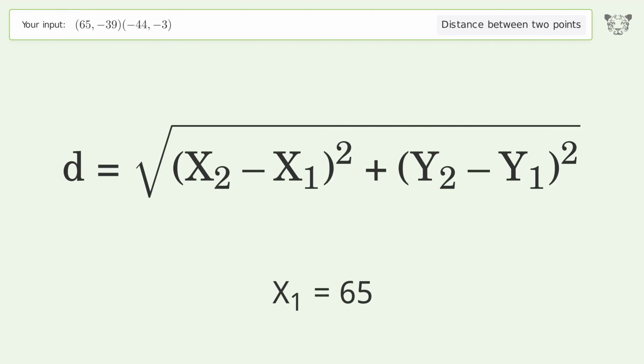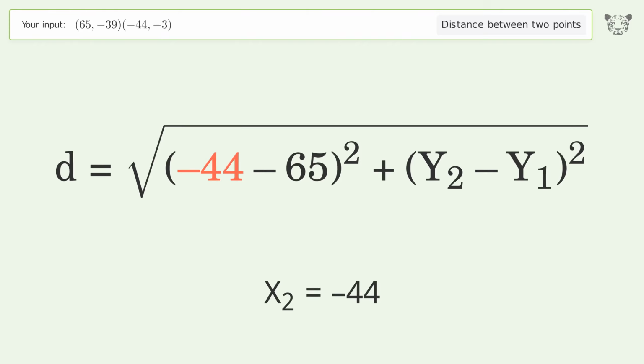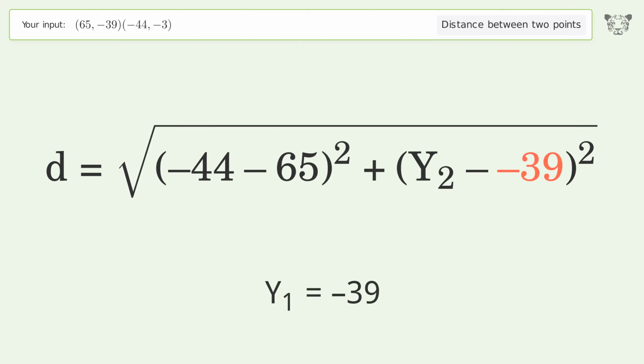x1 equals 65. x2 equals negative 44. y1 equals negative 39. y2 equals negative 3.